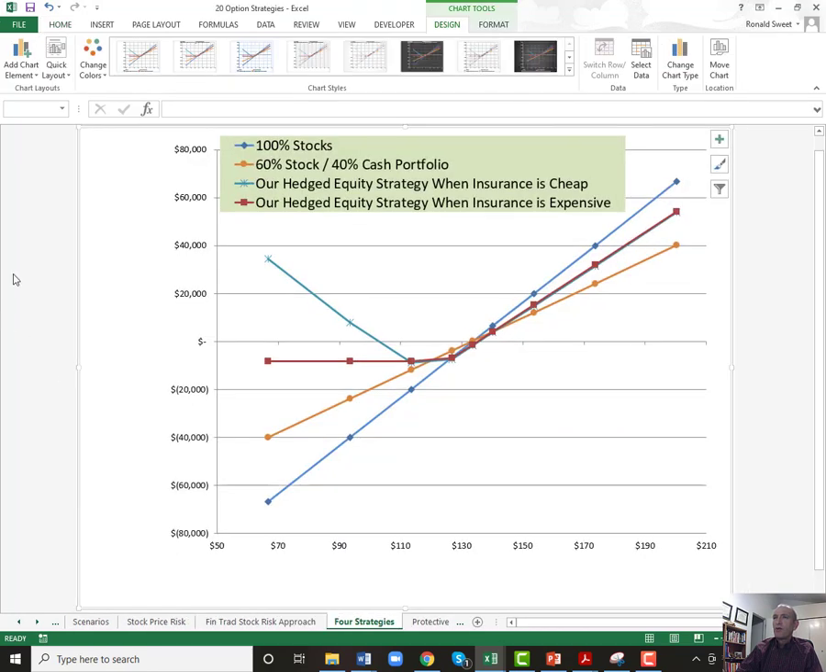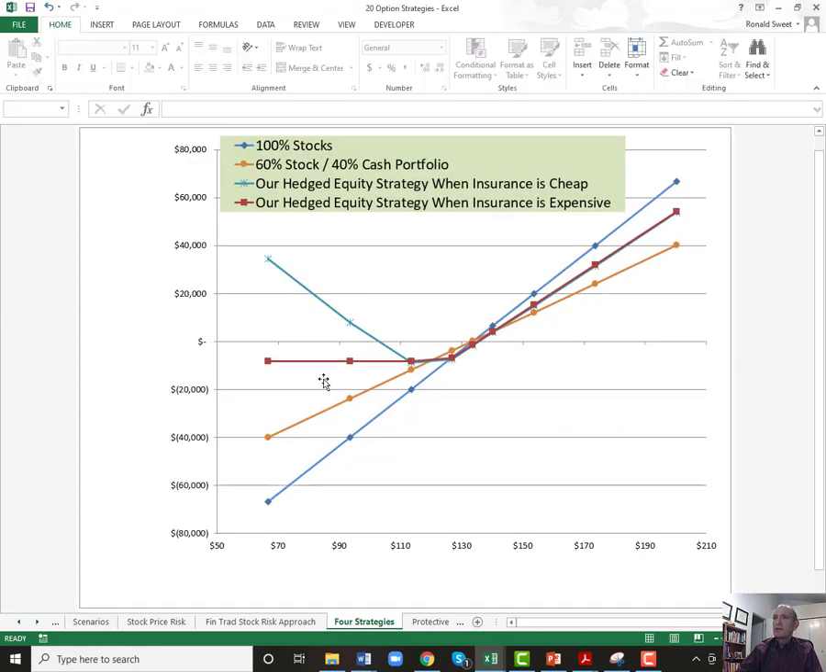So let's look at 4 strategies that you could do. All right, so the blue is the SPY. The orange is 60%, 40%.